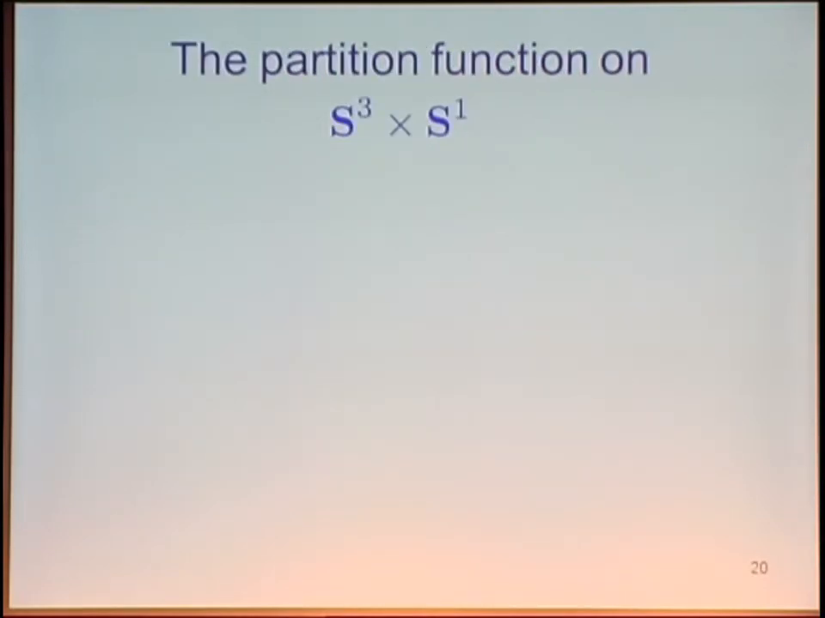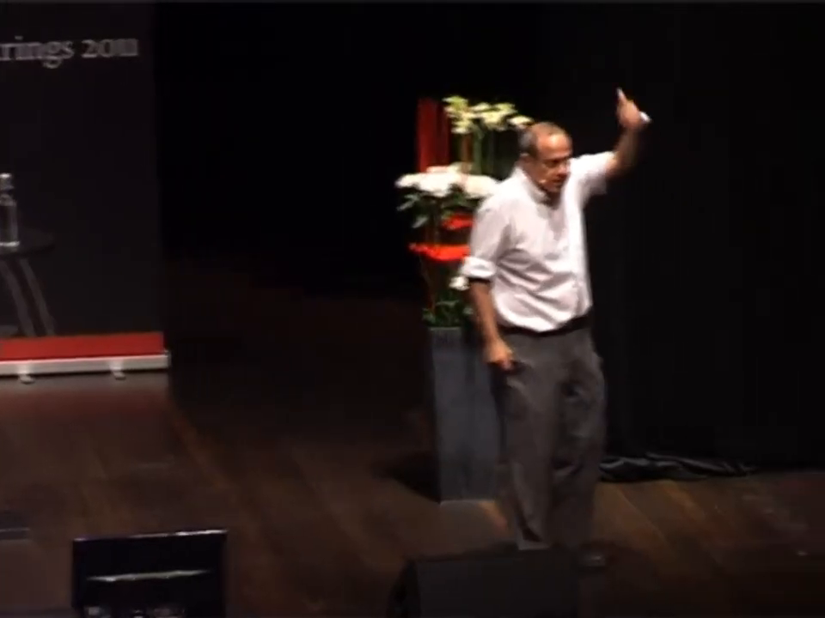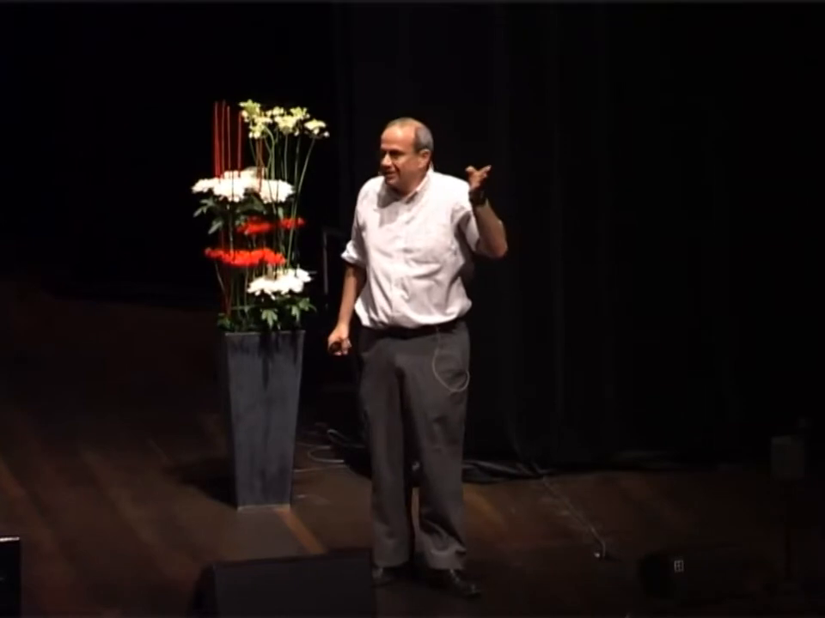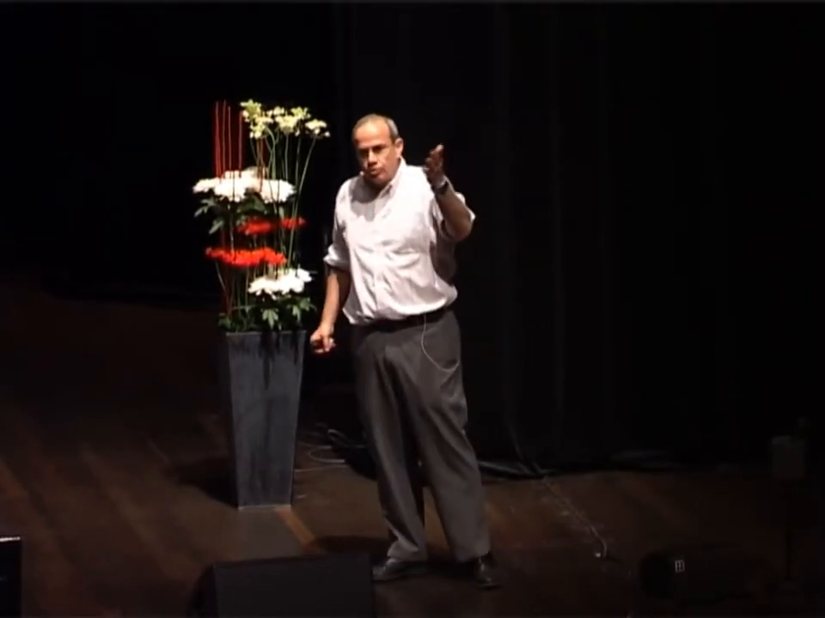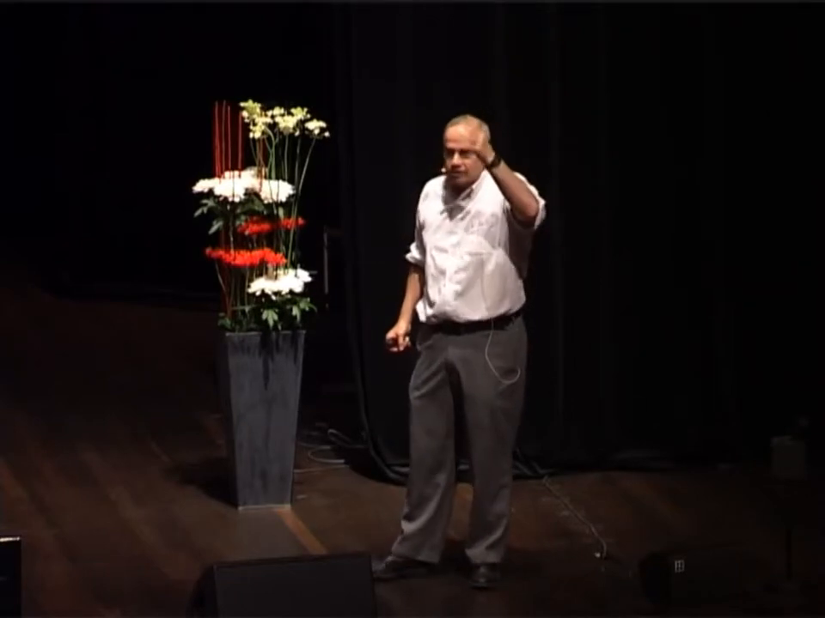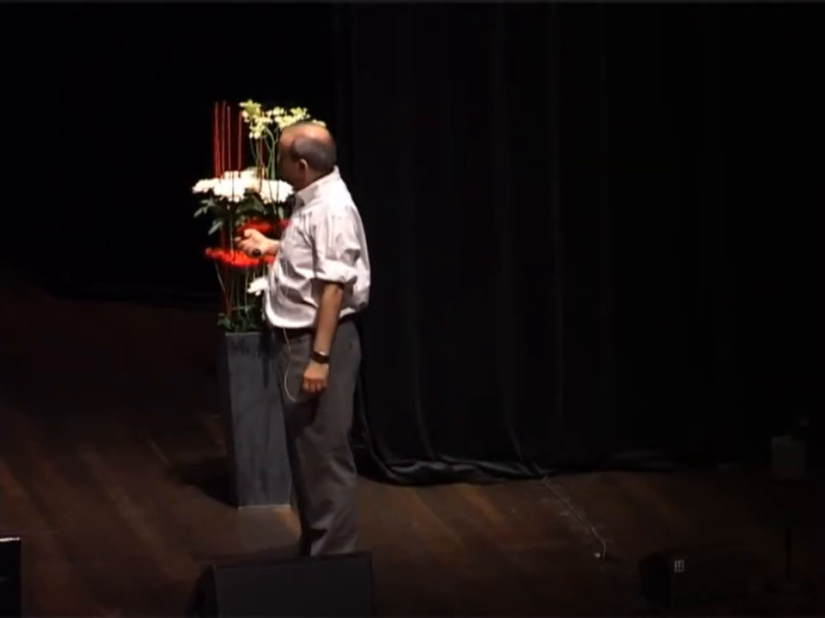What can we tell about the partition function on S3 cross S1? So as I said before, this is a trace over the Hilbert space with various complex chemical potentials. Whenever there is a flavor symmetry, we can turn it on as a background gauge field, which appears as a chemical potential in the trace. And the partition function depends on all these chemical potentials, or their exponentials, which are called fugacities, and I emphasize that they are complex.